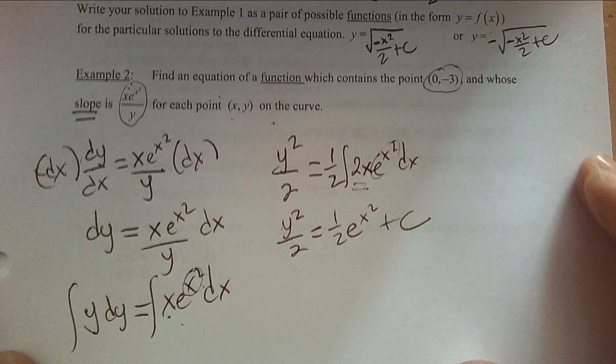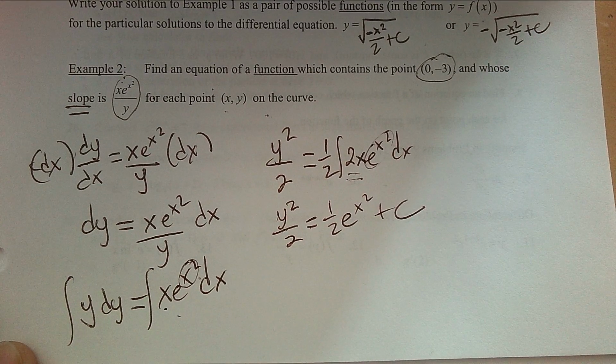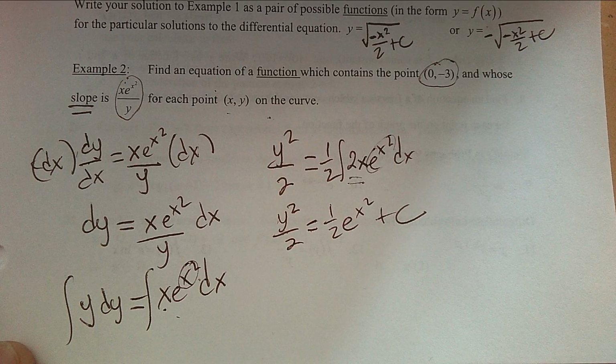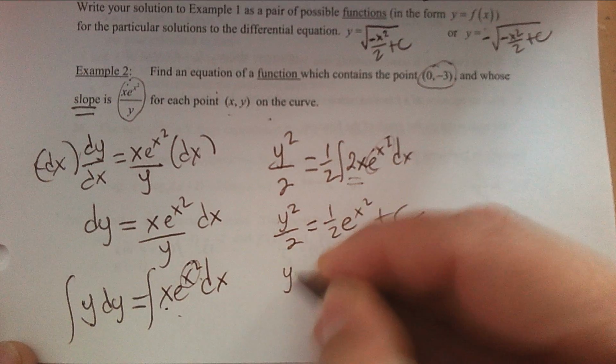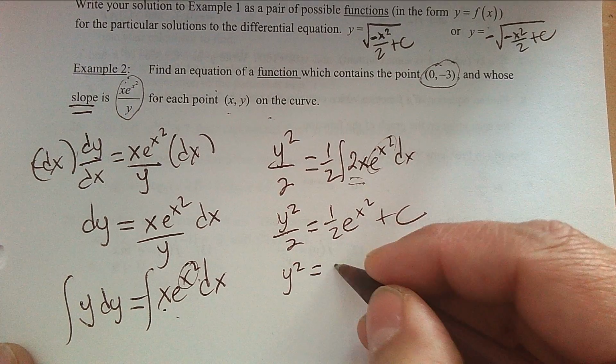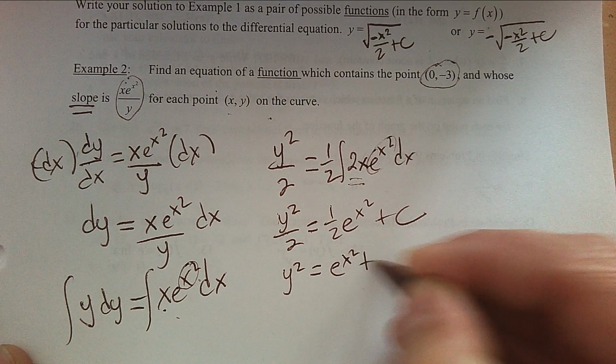Here we go. Now, how do I get y by itself? Multiply everything by 2. Can you see that if you multiply everything by 2, 2 times 1/2 just leaves me with e to the x squared?